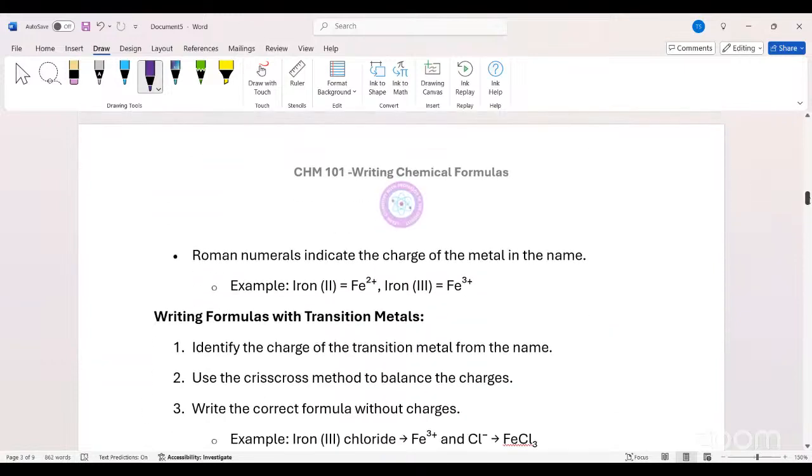Now, here's something else that you all need to know in your notes. With those that have more than 1 charge, we denote them by Roman numerals. So for instance, if I see that iron has a positive 2 charge and a positive 3, for the one that has a positive 2 charge, I'm going to say Roman numeral 2. For the one that has a positive 3 charge, I'm going to say Roman numeral 3. So you still are going to crisscross or swap the charges, but when you write the formula in, you're going to write it based on the Roman numeral for that charge.